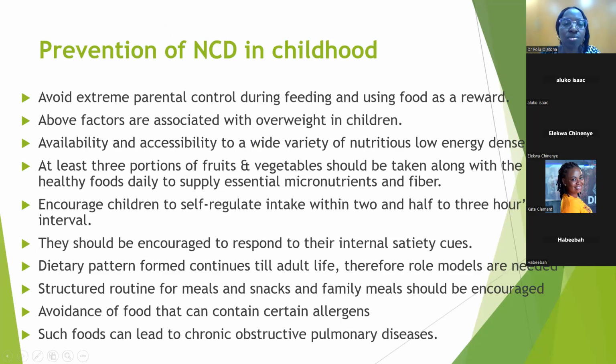Childhood, what should we do in childhood? We should avoid extreme parental control during feeding. So let the baby feed himself. Let the baby control the food. Don't use food as a reward or punishment. Just make sure that a wide variety of food is available. And the child should not eat only cooked food, only adult food. Fruits and vegetables should be taken along. The child needs 3 servings of fruits and vegetables.